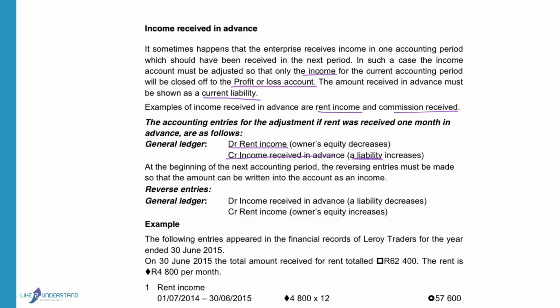At the beginning of the next accounting period, you must reverse these entries that you made. So that means where you debited rent income, you will now go and credit rent income so that you can show in the second year that you already received income for that year. That liability is now closed, so I will debit the income received in advance.